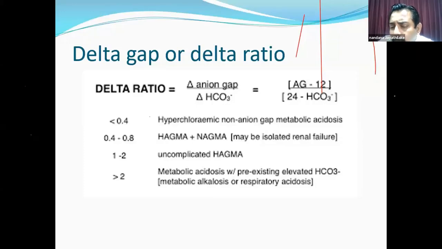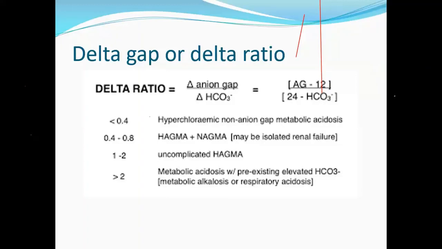This is a bit confusing. How do you get metabolic acidosis on top of metabolic alkalosis? We will work it out later. So if it is more than 2, the patient's primary problem is metabolic acidosis, but in addition to that, there's a pre-existing elevated bicarbonate, either due to metabolic alkalosis or due to respiratory acidosis, because respiratory acidosis also increases bicarbonate.